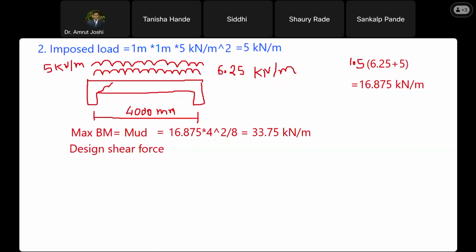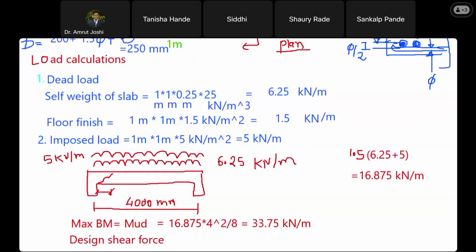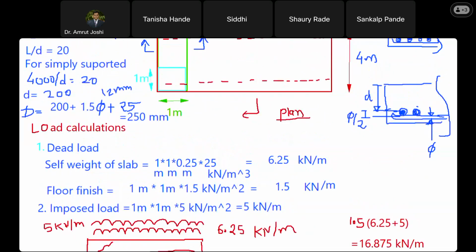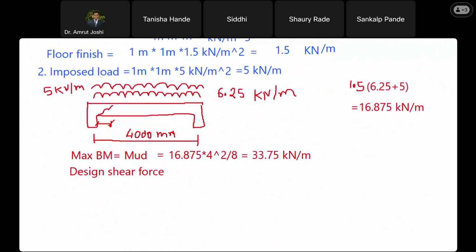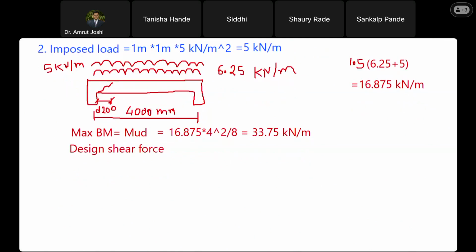So how much is this distance? This distance is from the face of support. It is small d. Where is that small d? 200 mm. Are you with me? Yes, sir. So this is 200 mm d. So where should I calculate the design shear force, at distance 200 mm? How do I calculate that? I will have to draw the shear force diagram.